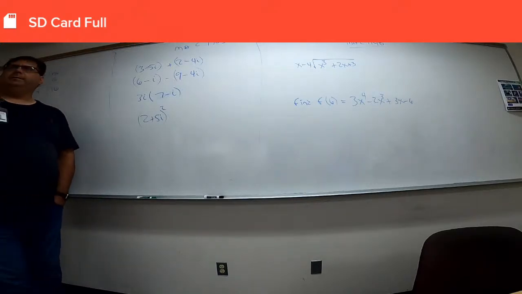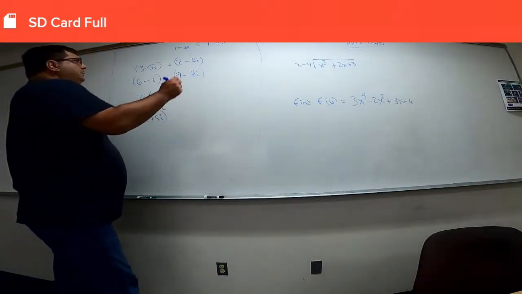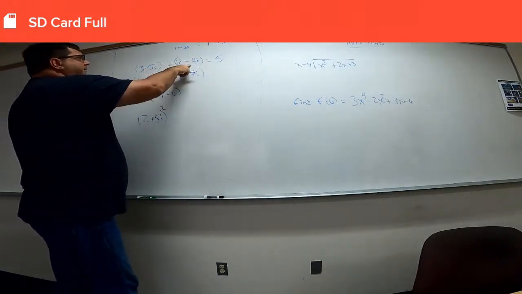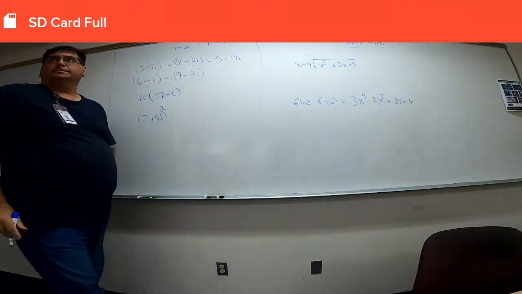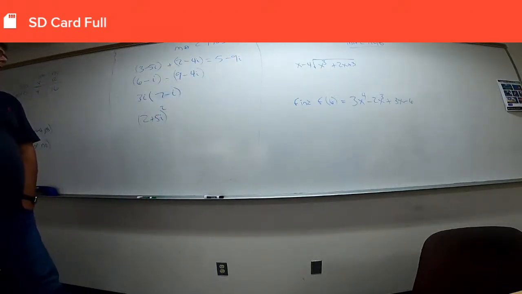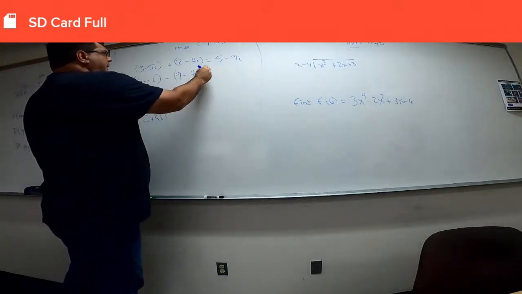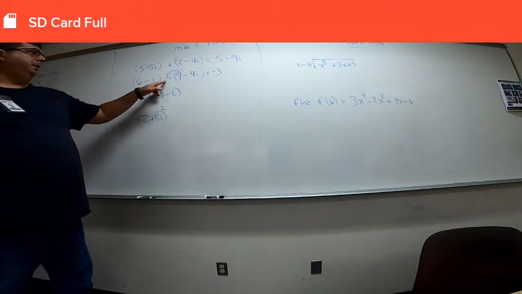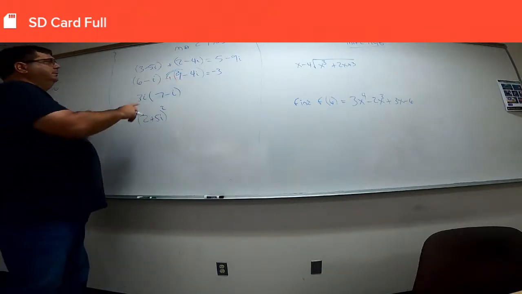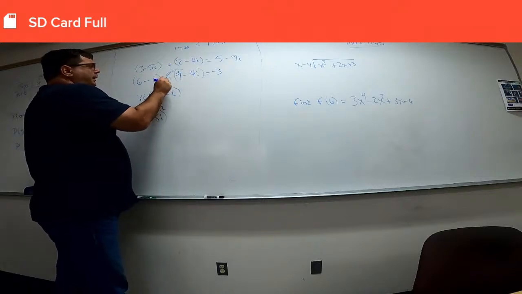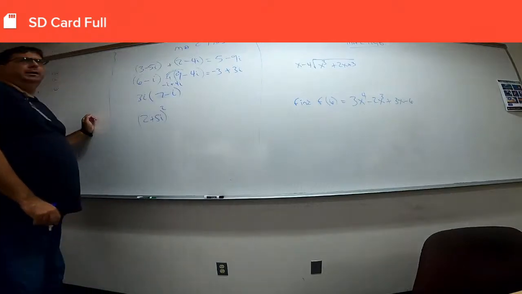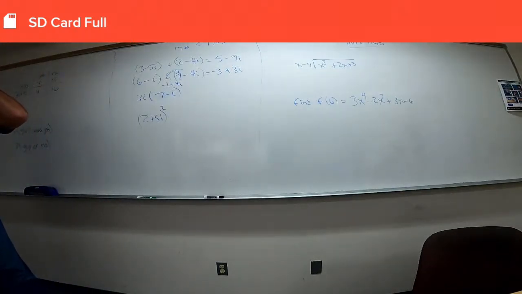All right, Corey, you ready? 3 plus 2 is 5. Minus 5i minus 4i is minus 9i. Do you agree? All right. 6 minus 9 is negative 3. You're going to distribute. 6 minus 9 is negative 3. Negative i plus 4i is 3i. Okay. You good?